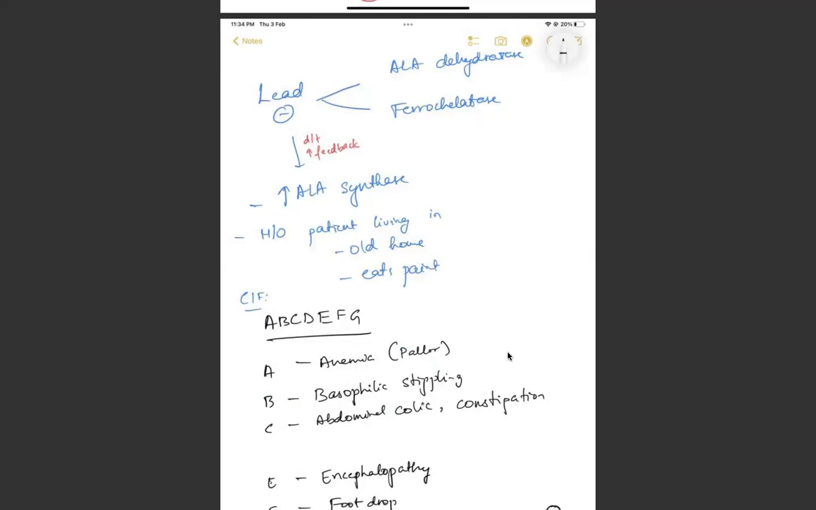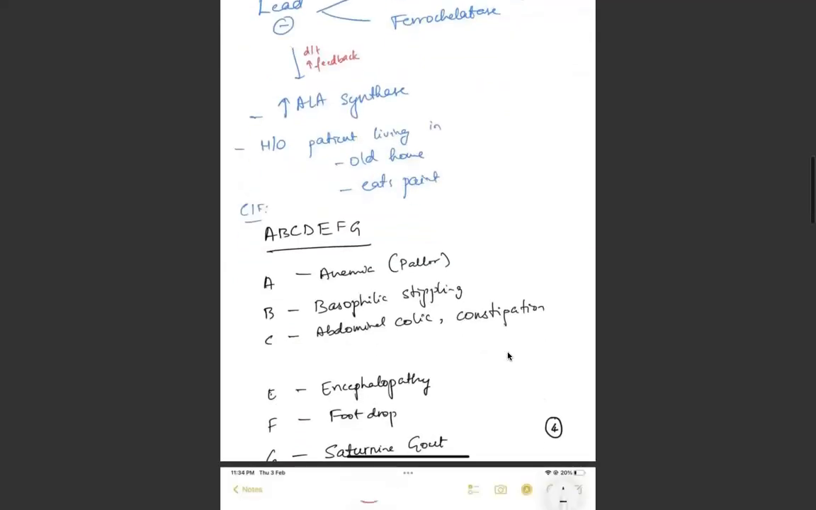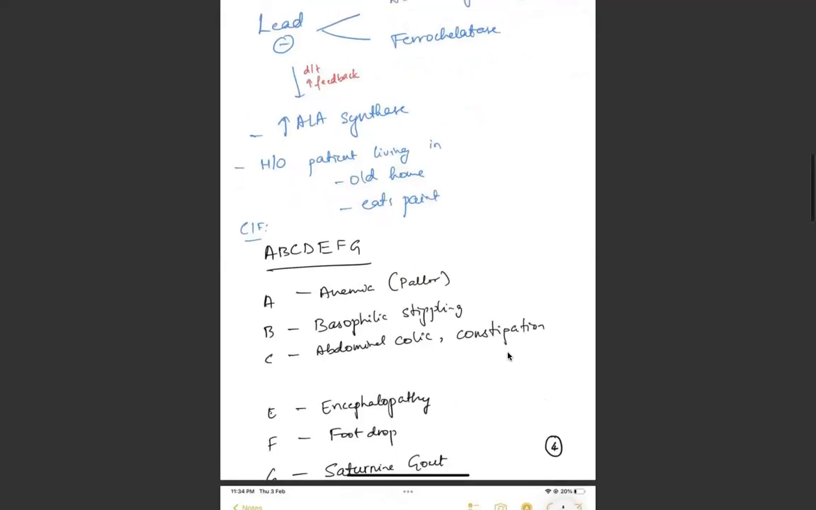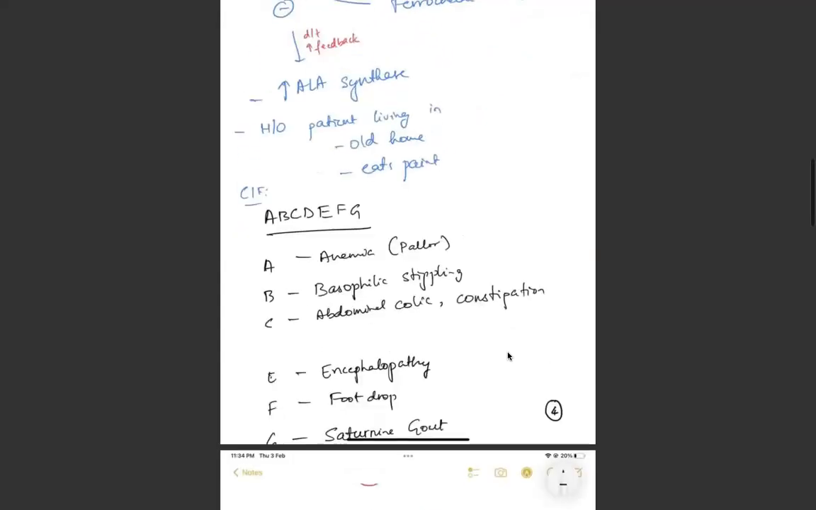And usually in the question, there will be a history of the patient living in an old home or eating paint, like pica. The history of pica may be given, and in clinical features, basophilic stippling will be given. Apart from that, there will be pallor, anemia, encephalopathy, abdominal colic, constipation, foot drop, and saturnine gout. You can remember it as ABCDEFG.